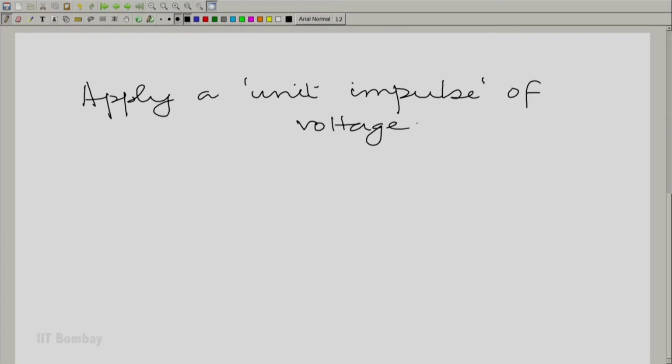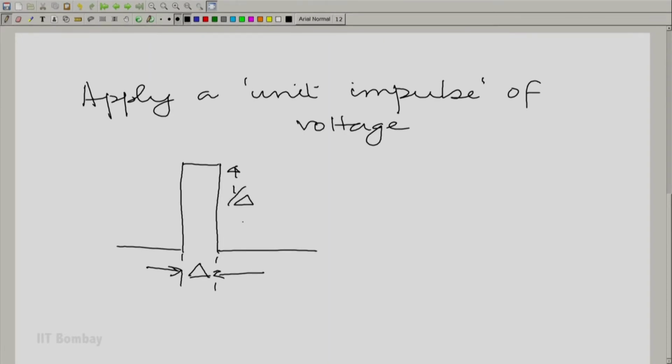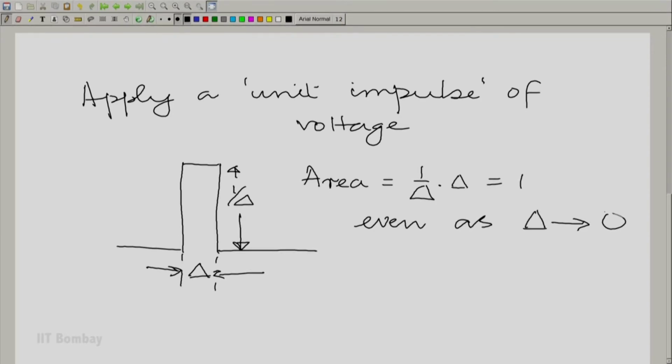Let us go back to the definition of an impulse. So, we said an impulse is the limiting situation when I have this tiny little pulse with a width of delta and a height of 1 by delta, thus maintaining the area at 1 by delta times delta, which is 1, even as delta tends to 0. Now, what is the area of a voltage? What physical significance does it have?